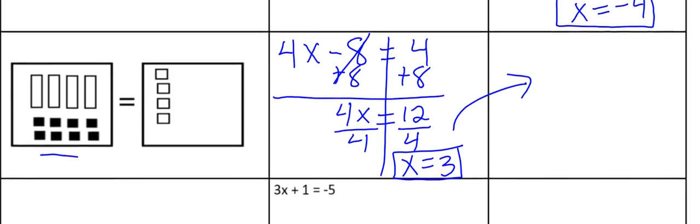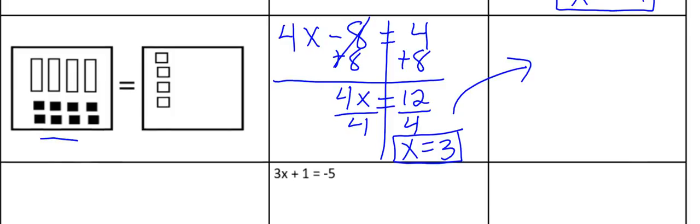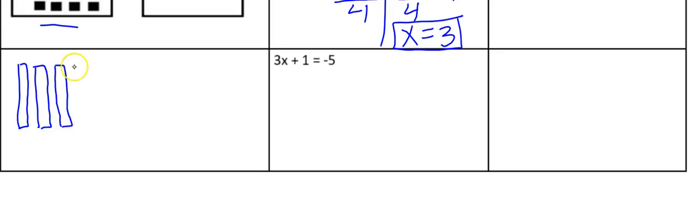All right, the next one, you actually have to make the model, and you're given the equation. So for this one, I have 3 x's, so I'm just going to draw these, 3, and they are positive, so I'm not going to shade them in. And then I'm going to draw a positive 1, and this is going to be equal to, on the right side, I'm going to draw 5 negatives. So I'm going to shade them in.